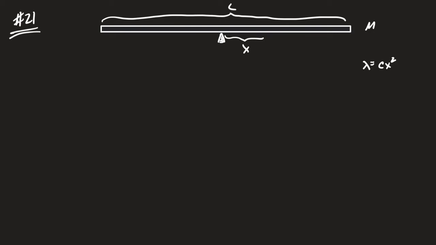The units of lambda have to be mass per unit length. And I have something times length squared. So I'm thinking C has got to be mass per cubic meter, or mass per cubic length. That one's pretty easy. Let's see what part B is. Find the expression for C. I like that one better.